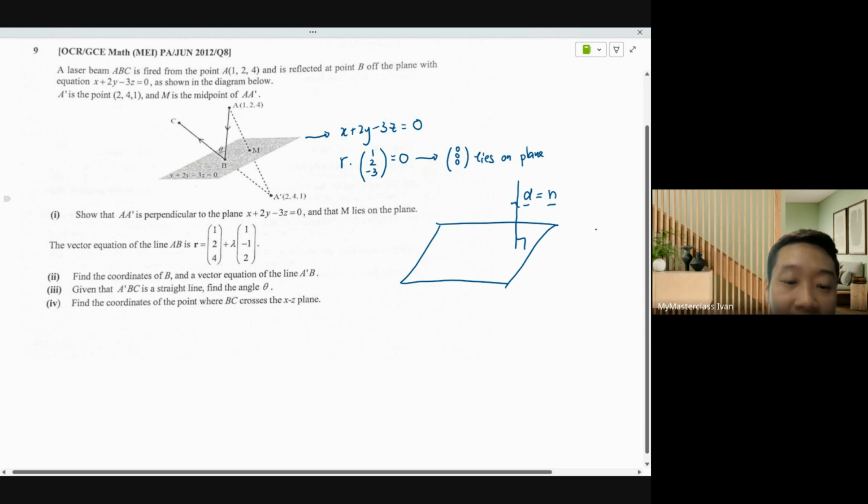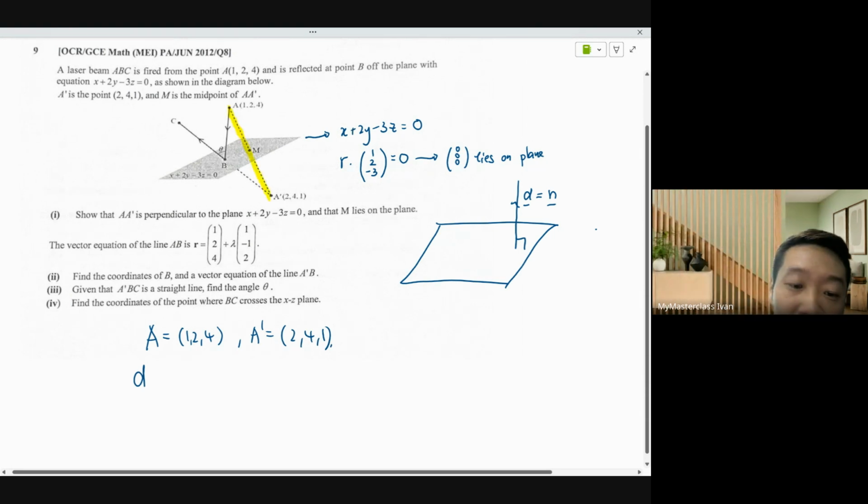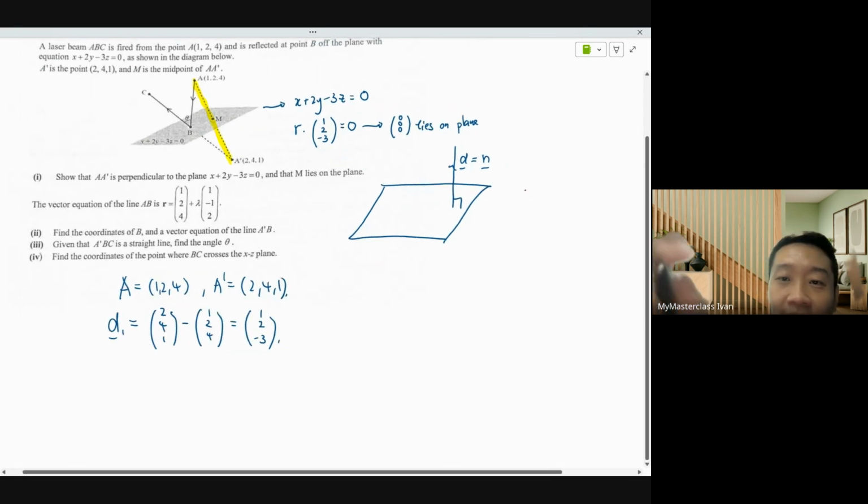So I have A, which equals (1, 2, 4). I have A prime, which equals (2, 4, 1). First, I want to find a direction vector. Two points can form a direction vector. So I just take (2, 4, 1) minus (1, 2, 4). This is going to give me (1, 2, -3). So this is my direction vector.